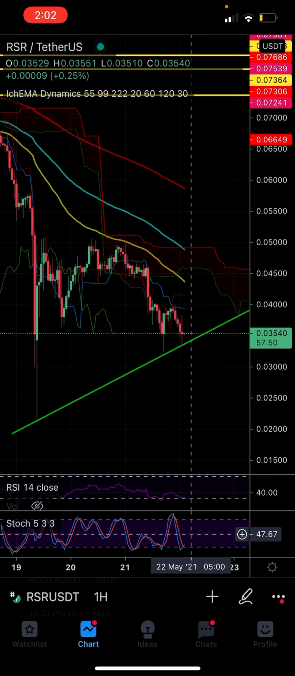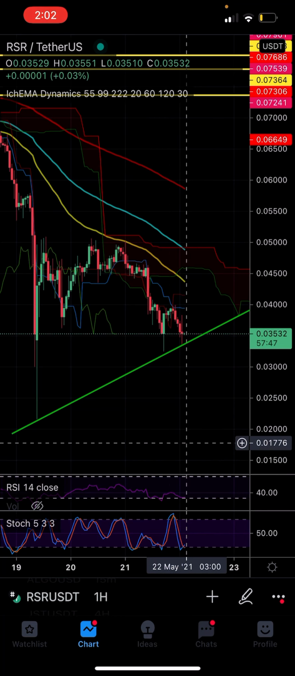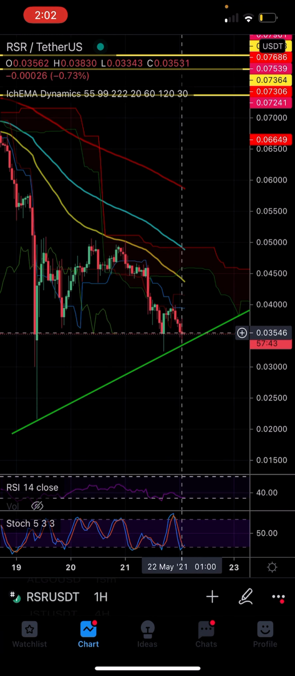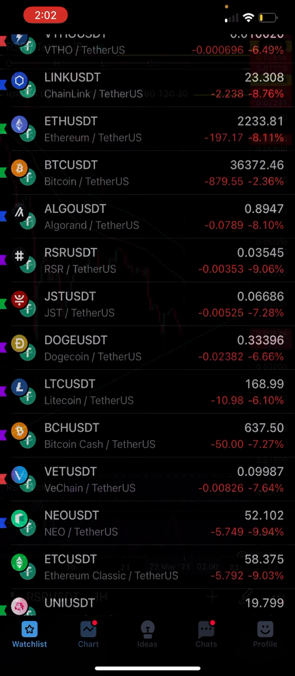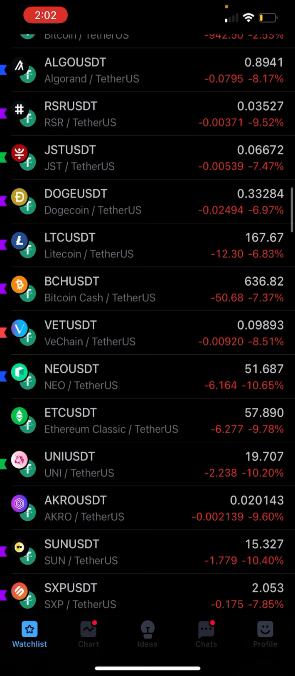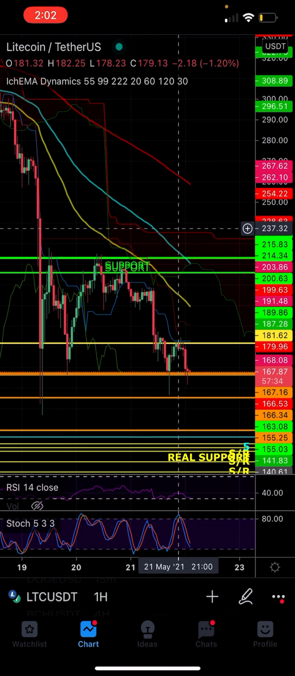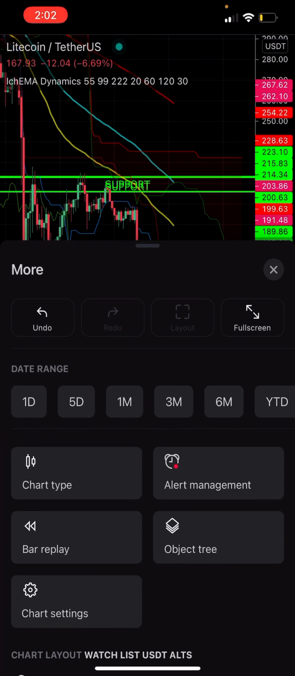Now look at the Stoke on the hourly. Stoke on the hourly is reversing, right? Now remember that 3 points of contact: initial bounce, second one, and the next one, and then the Stoke turning bullish on the hourly. Now let's look at, say, LTC, right? LTC is almost identical, right?